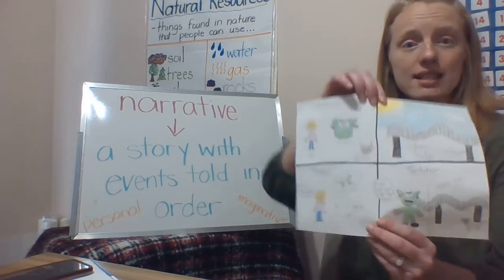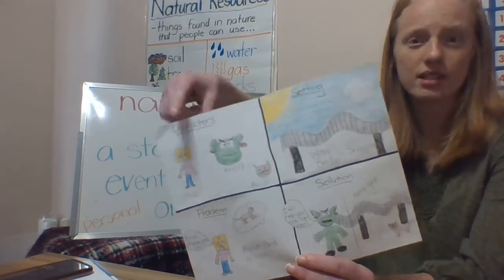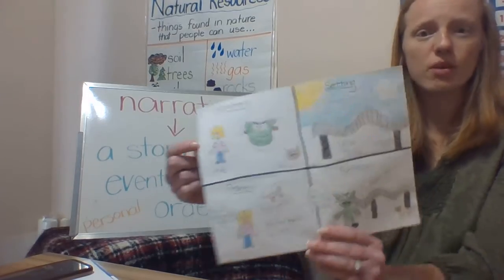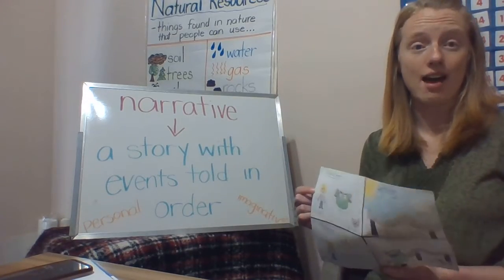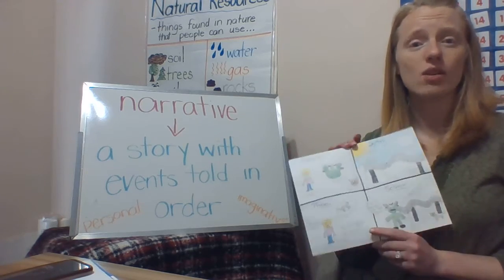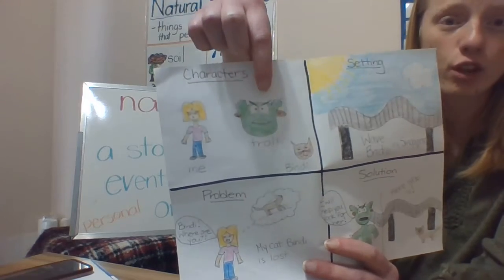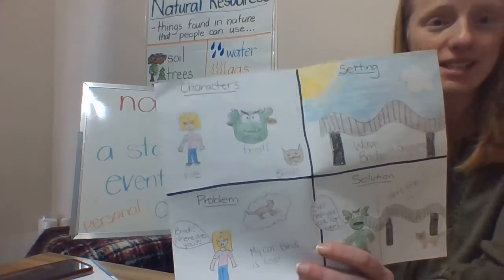So all stories have to have characters and settings if they're fiction stories. The first thing we did is we wrote down what characters we wanted to have in our story. And this is your story. You get to pick your characters. So my characters in my story, I have me, the troll, and my cat named Bendy.